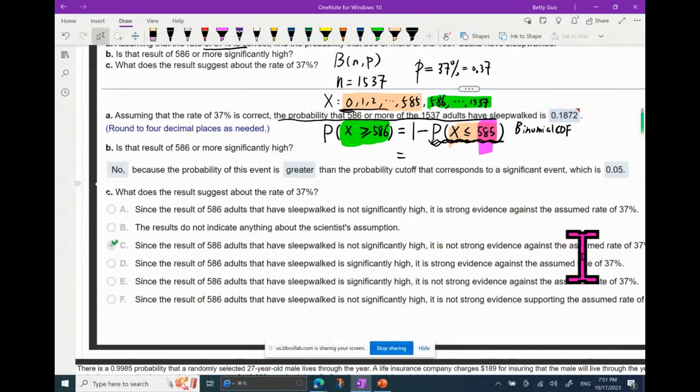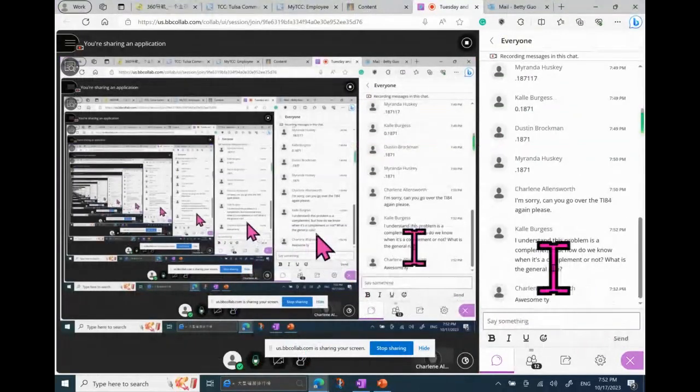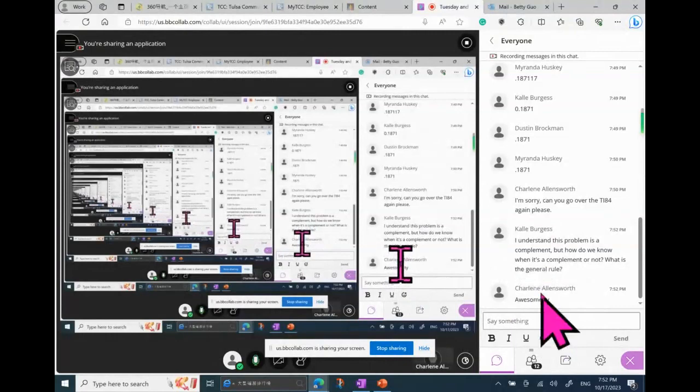Then you will see the entries waiting for you: trials, probability, X. Trials is 1537, your probability of success is 0.37. And the X value is 585, the cap of your inequality, because you're accumulating from 0, 1, 2, 3, all the way up to 585. So your X is 585, and the calculator will understand it. Okay, so Charlie got it.